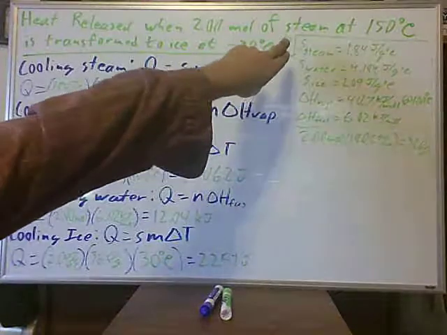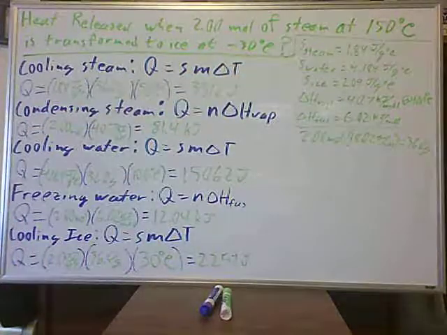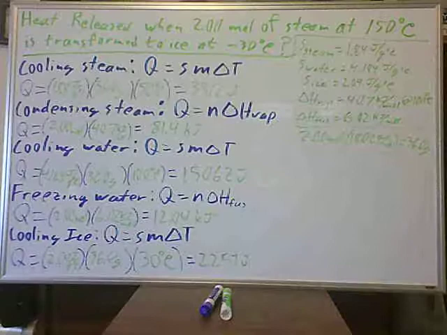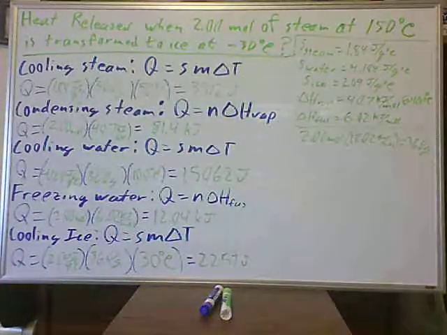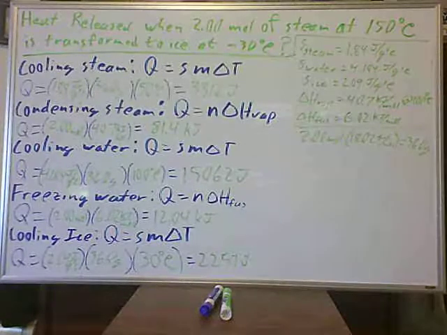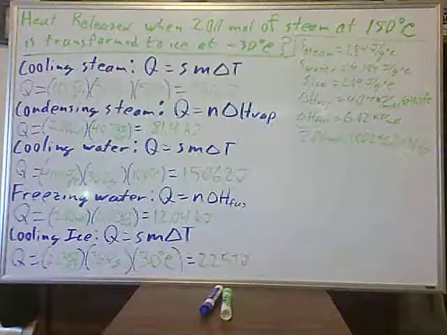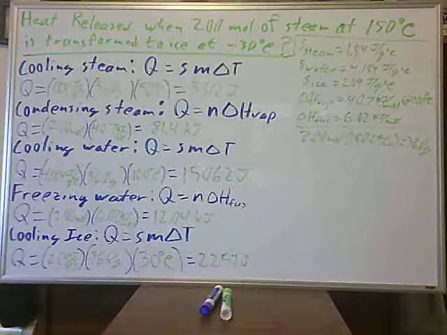We have to have the specific heat of steam, water, and ice. If we aren't given them, we look them up. We're supposed to memorize the specific heat of water, 4.184 joules per gram degree Celsius. We need the heat of vaporization and heat of fusion. And if we don't have that, we look them up.